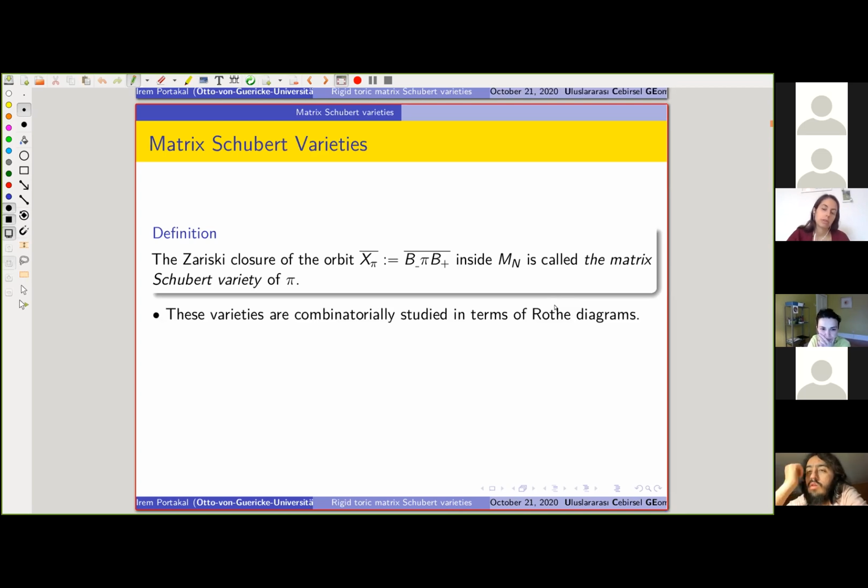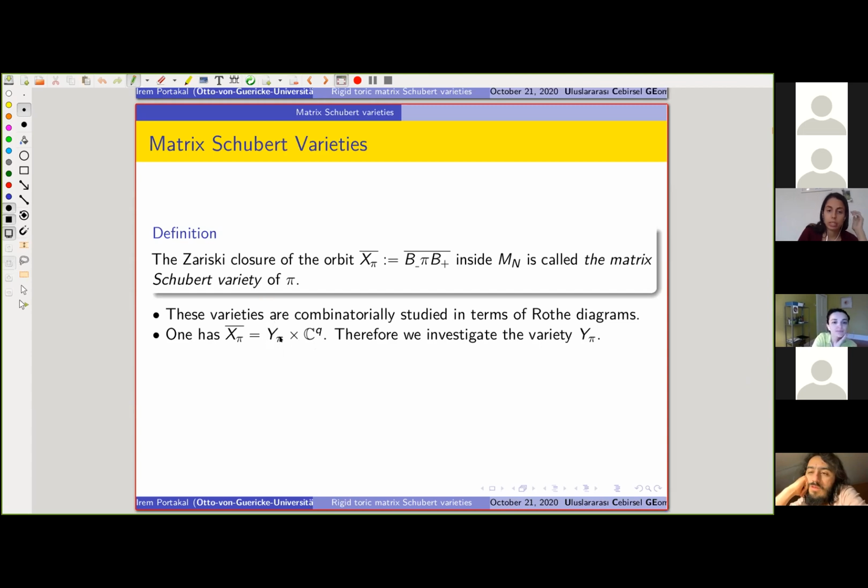You don't really see much about the variety here. For example, what is its defining ideal? What is its dimension? You can't see it right away from the definition. So we are going to understand these objects via combinatorial structures, namely Rothe diagrams. We will observe that these varieties always look like some important and interesting part, Y pi, times some affine space, and we will be interested in this interesting part, Y pi. So when I say toric matrix Schubert varieties, I mean toric Y pi. I am going to discard the affine part and focus on this part.